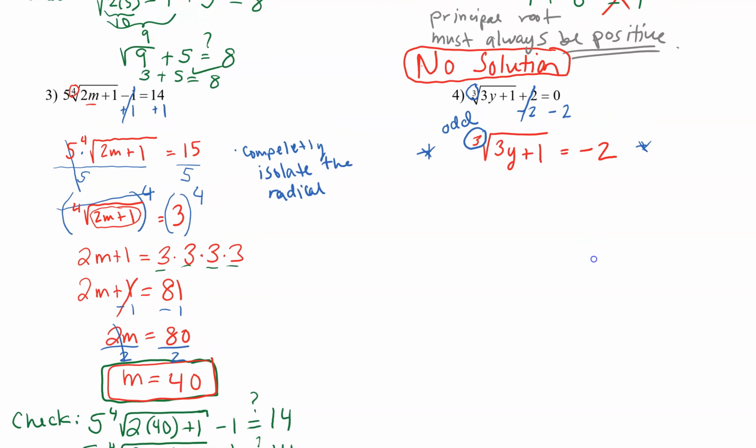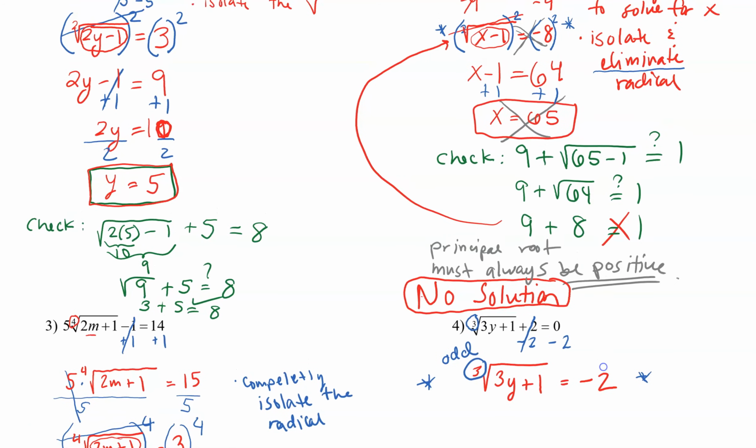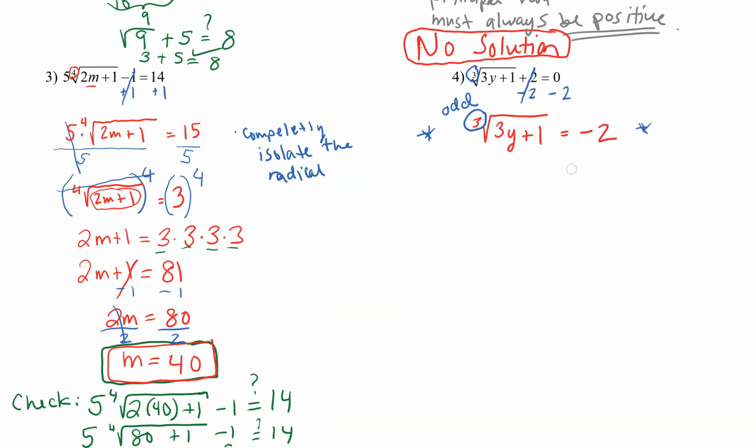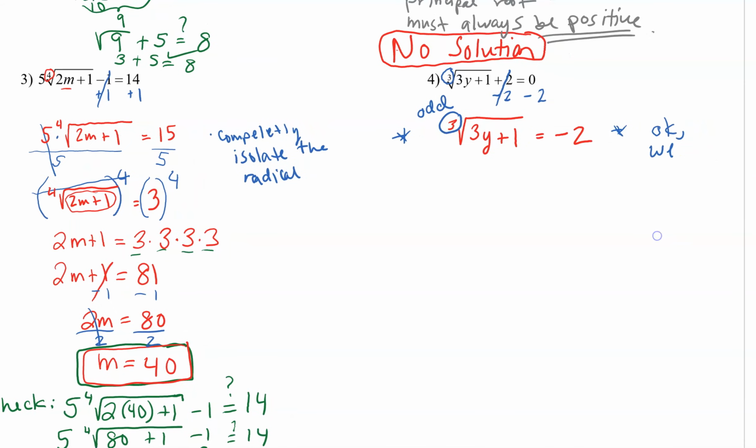Okay, let's compare. In example 2, my radical was even. It was a square root, and that's the kind of radical that's not allowed to be negative. But in number 4, my radical is a cube root. It's odd, an odd index, and so it is allowed to be negative. And so this is okay, and we can still solve from here. We can and should continue to solve. So it's only even roots that have issues, which is why I like odd roots better.